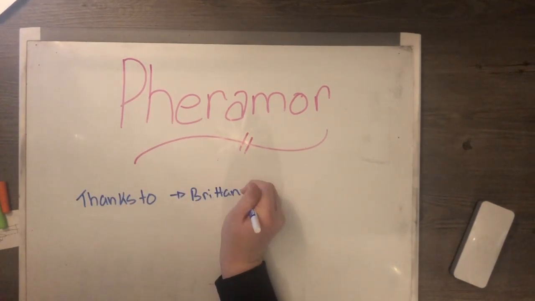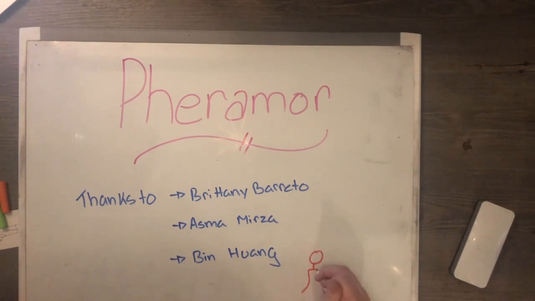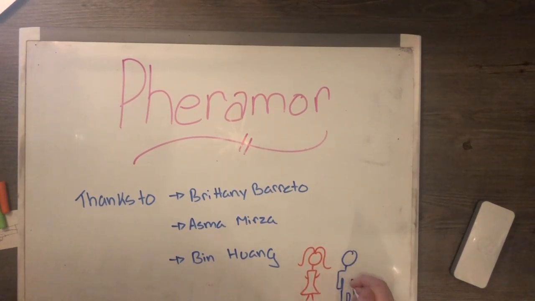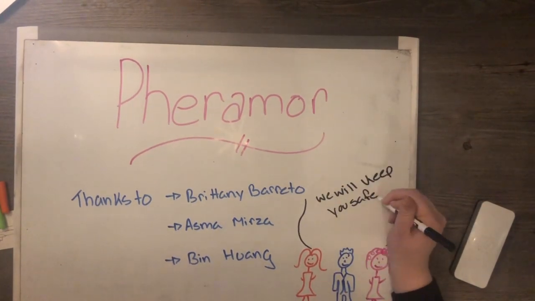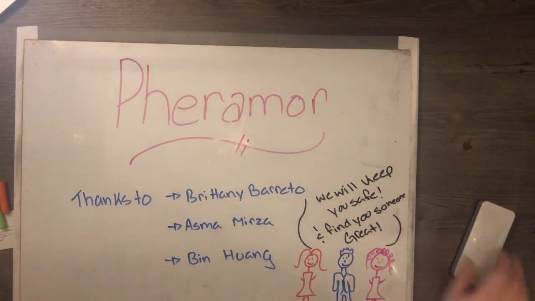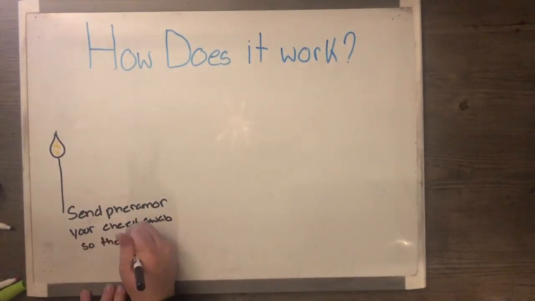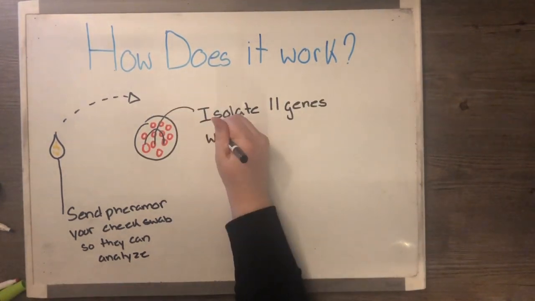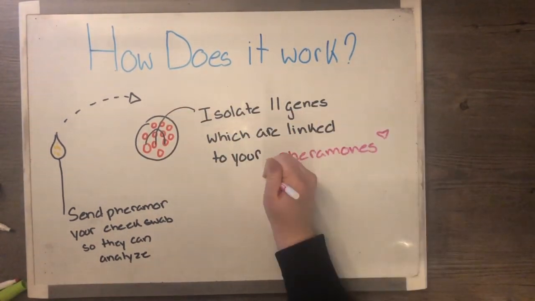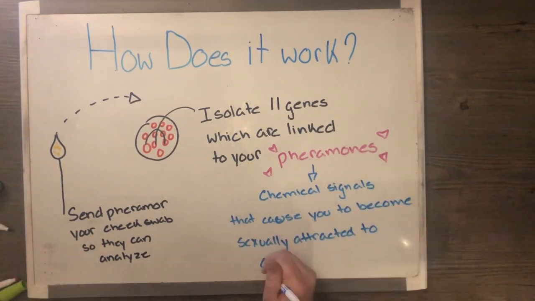Dating websites have been created, such as Pheromore, which uses your DNA to find the perfect match for you, thanks to Brittany Barreto, Asma Mirza, and Bin Wong, who swear to only look at certain genes that have any connection to who you can be attracted to, and promise to keep the rest of your genetic information safe. They collect your genetic data through a cheek swab that you send them. They single out 11 genes and swear to only sequence and look at those 11 genes. These genes are linked to your pheromones, which are chemical signals in our bodies that allow us to be sexually attracted to something or someone.